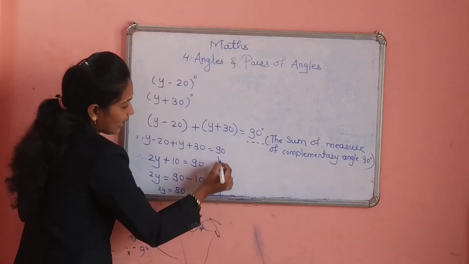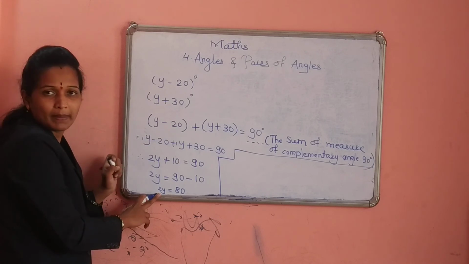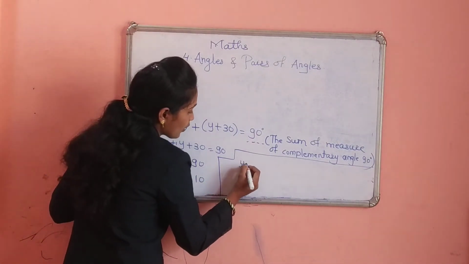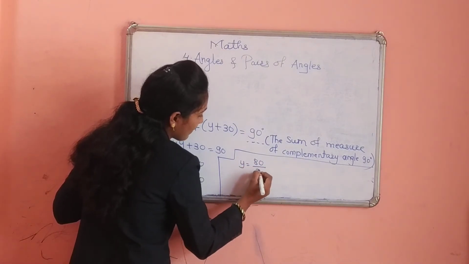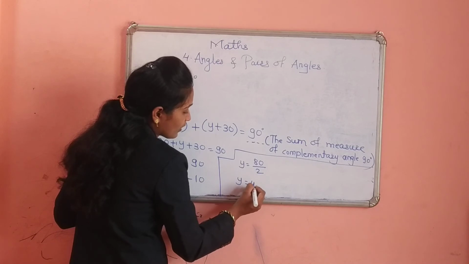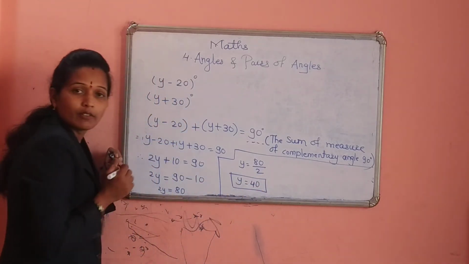Now we know how to solve the remaining example. Okay, so 2 is in multiplication form, 2y. Multiplication form, that side it is in division form. So y is equal to 80 divided by 2. So if you divide the number, 2 fours are 8, 2 zeros are 0. So answer comes y is equal to 40.